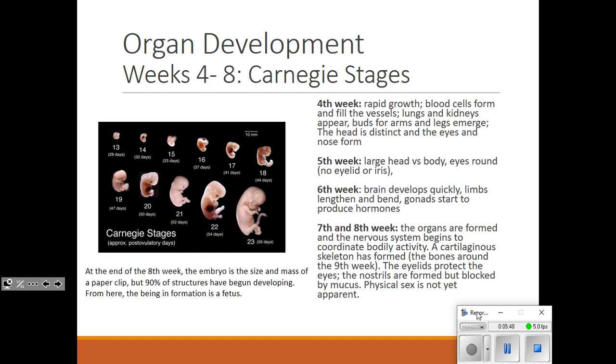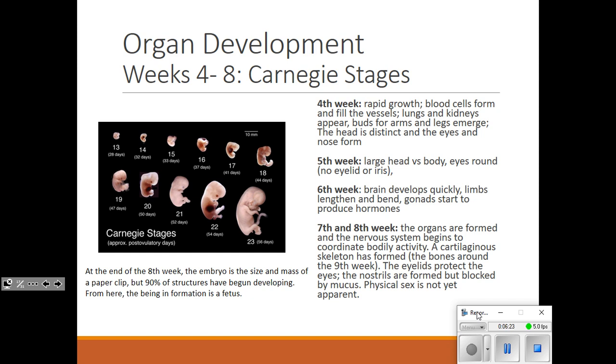Now, here are some of the highlights. During the 4th week, so if I'm looking at the days here, this says 28 days. So at the end of 4 weeks, we would be at 28 days. We get lots of growth, lots of cells forming. Stuff doesn't really look like stuff yet. It looks like a clump of cells at this point. If you zoom in really close, you can kind of see some structure, but even in that little clip we watched, it did not look like a human shape yet at that point. It looked like a clump of cells.